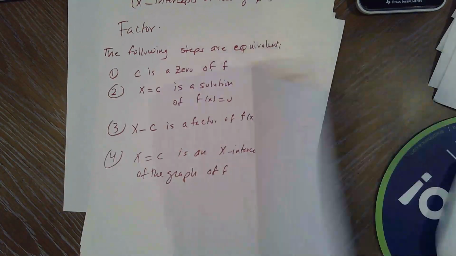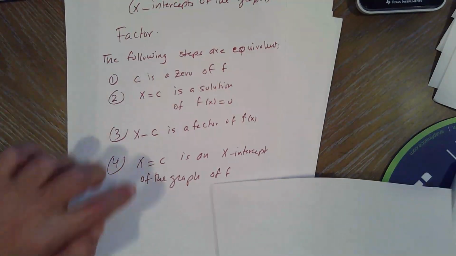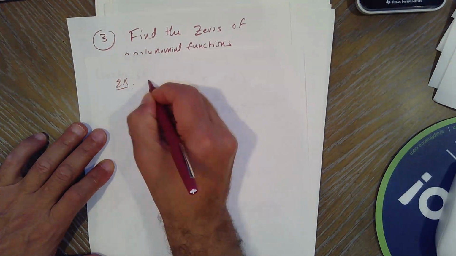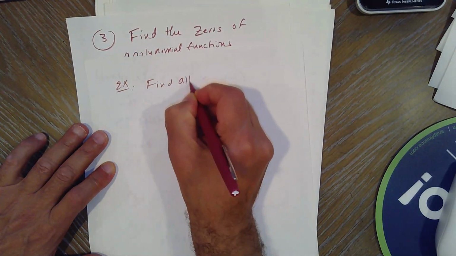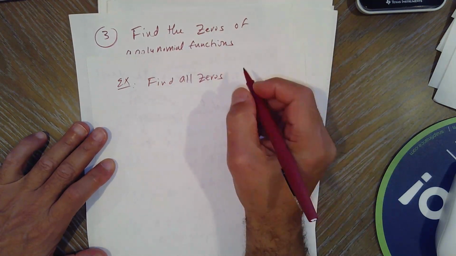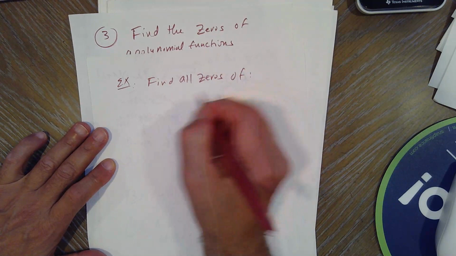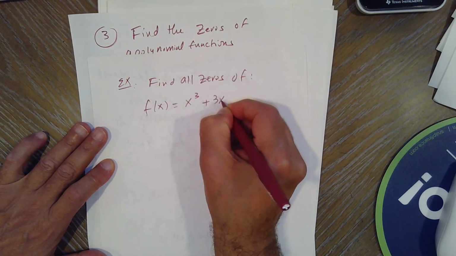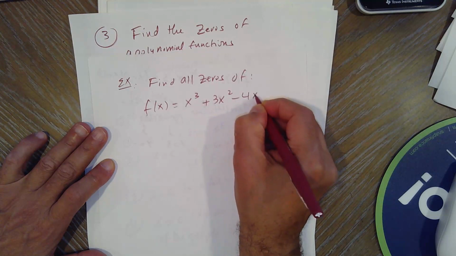So we have that. Again, they might ask about these in a different way. So when we say find the zeros, find all zeros, or x-intercepts, or solutions of f of x equals x cubed plus 3x squared minus 4x minus 12.